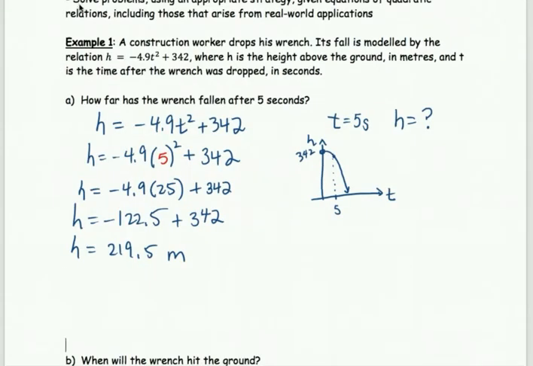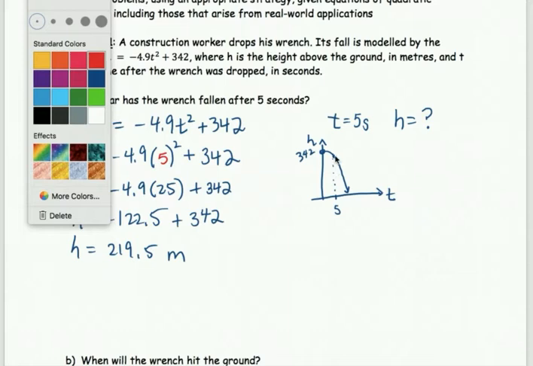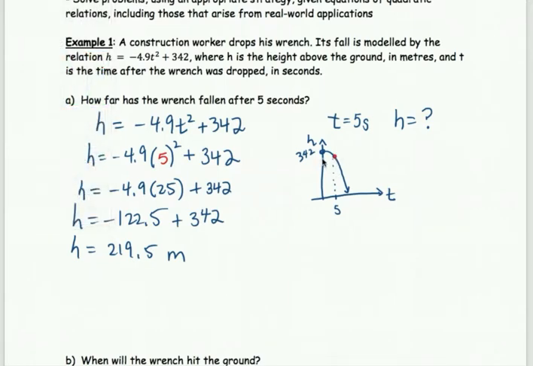So now we know that the wrench is about here. Okay, and that is now 219 meters in the air. All right, so if you look at the question, how far has the wrench fallen? So how far from here to here did it fall? That's what we've got to figure out. Okay, so just do one more calculation here. So we know we started at 342, and again, you can find that just by looking at the constant value here. It tells you where the y-intercept is. Okay? And so here, that's the y-intercept.